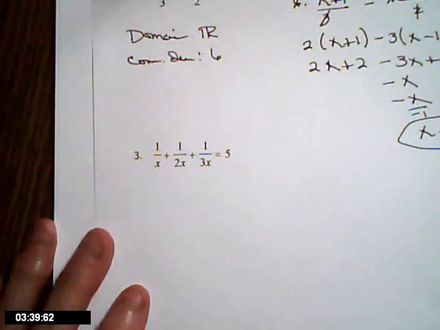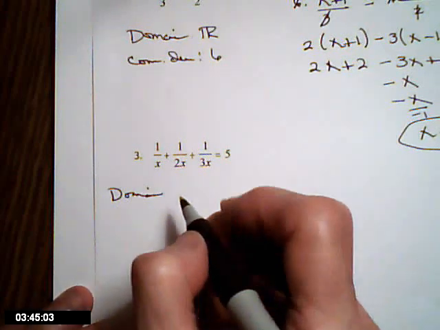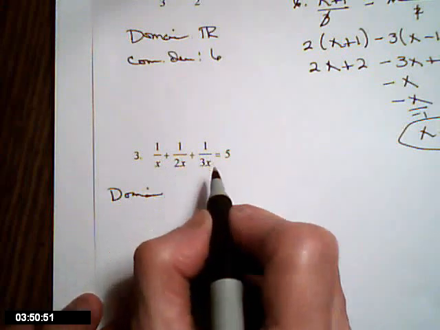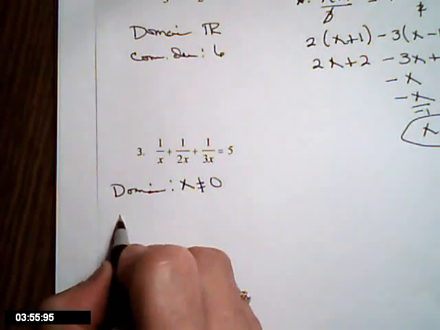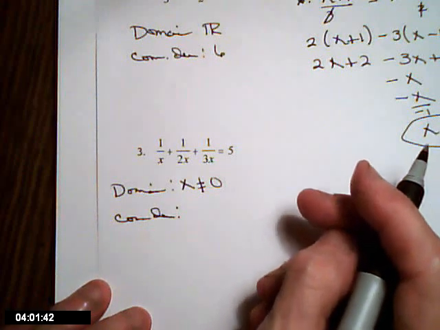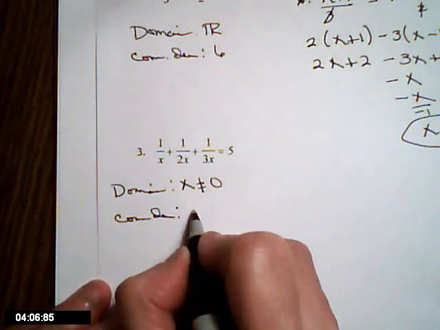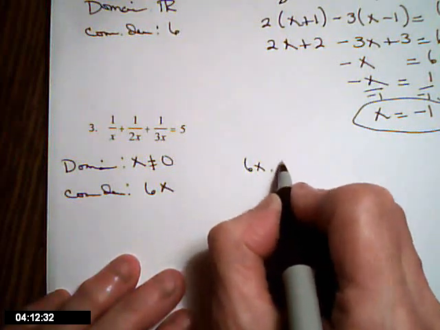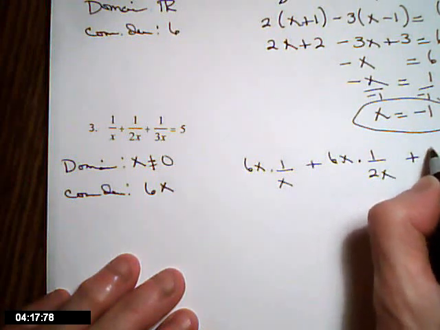Alright, problem number 3. I do see an x in the denominator, so to find my domain, I'm going to set my denominator equal to 0. Now that's x or 2x or 3x, whichever. It's going to be x cannot be equal to 0. My common denominator would be something that x, 2x, and 3x all divide into, and that again would be the x, and then 3 times 2, so it would be 6x. Now let's multiply every term by 6x. Remember, the goal here is to get rid of our denominators.